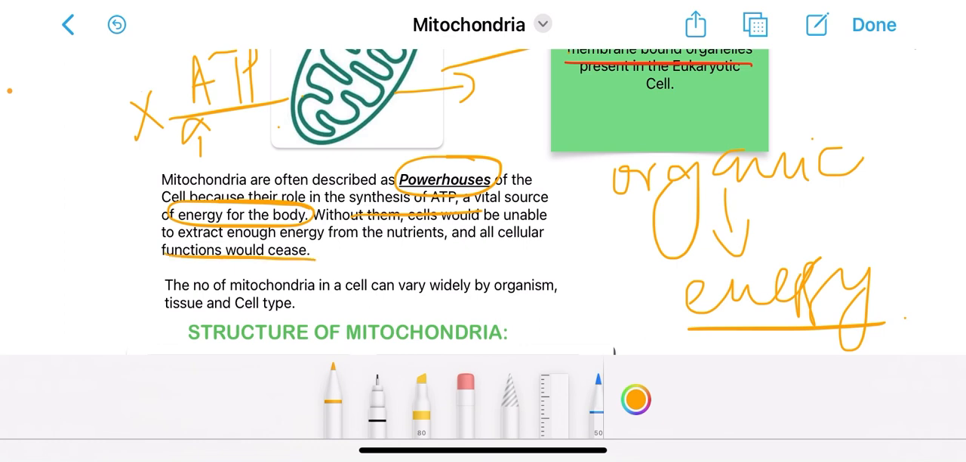The number of mitochondria in a cell can vary widely by organism, tissue and cell type. The number of mitochondria basically varies. It depends कि कौन सा cell है. For example, the cells that are more active contain more mitochondria, like muscle cells हो गए या कोई locomotive cells हो गए, as compared to the cells of skin.